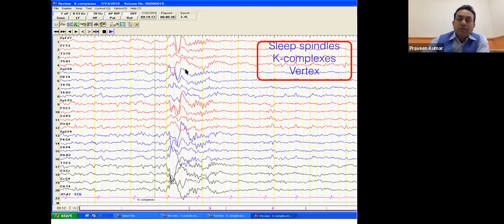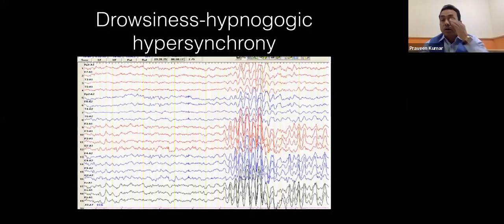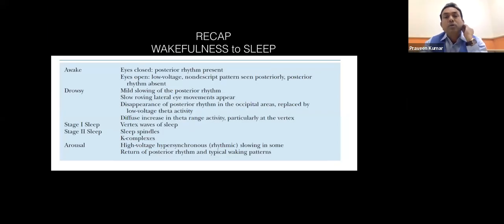The more you see these sleep EEGs, the more you become familiar with these kinds of complexes. Drowsiness I will skip because it is not seen so routinely. So what do you see? Recapitulation: awake, eyes closed, you should get the posterior rhythm present; eyes opening, low voltage, and you lose your posterior rhythm. If it is stage one sleep, you get the vertex wave. If it is stage two sleep, it is spindles, or you can get the K-complexes.